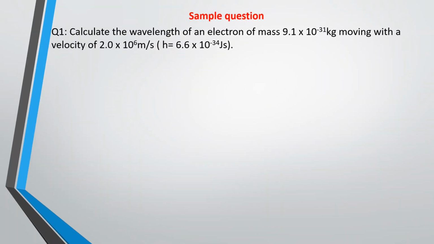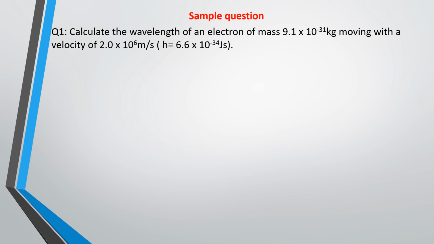Okay, so this is a sample question, and it's based on what we just discussed. The question says: calculate the wavelength of an electron of mass 9.1 times 10 to the power minus 31 kg moving with a velocity of 2.0 times 10 to the power 6 meters per second. h is given to you. This is actually a JAM question.